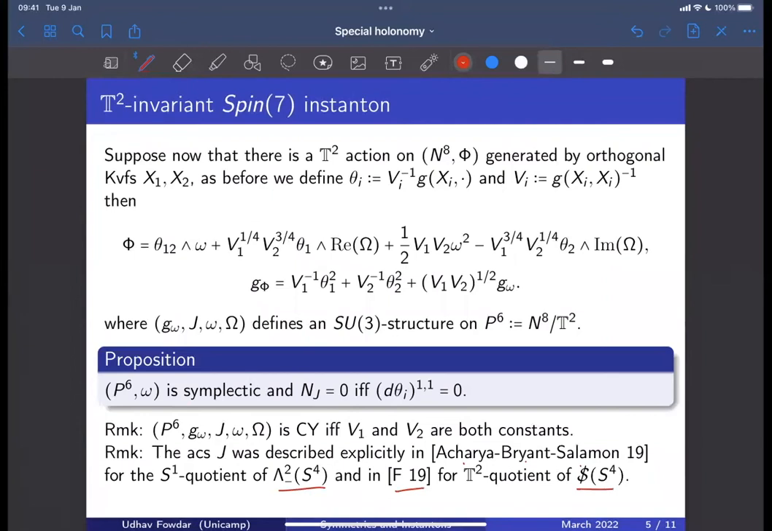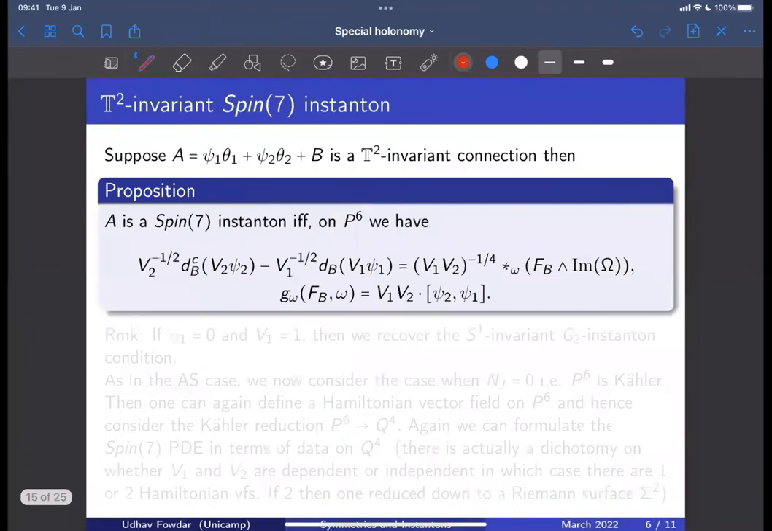So what is the T2 invariant instanton condition? Here it is. Suppose we have a connection form A, which is invariant, and psi1 and psi2 are both Higgs fields on the 6 manifold, and B is a connection form, and everything here is T2 invariant. Then the connection form A is going to be a Spin(7) instanton if and only if the following condition holds. This is some sort of a Hitchin type equation for this T2 reduction of the Spin(7) instanton condition.